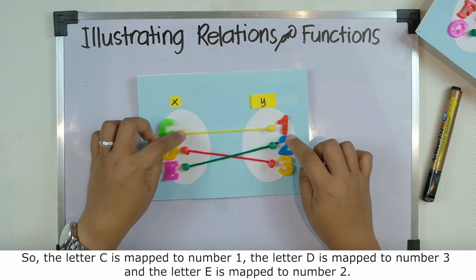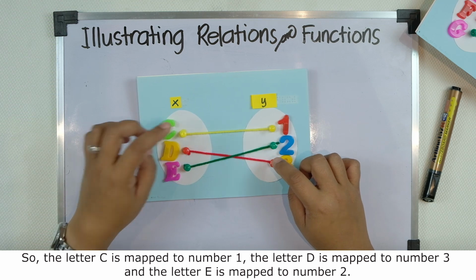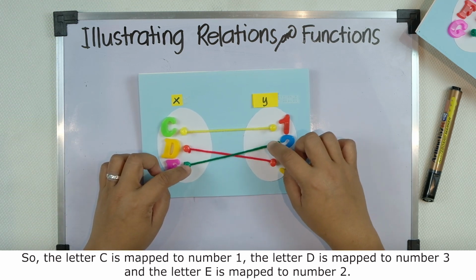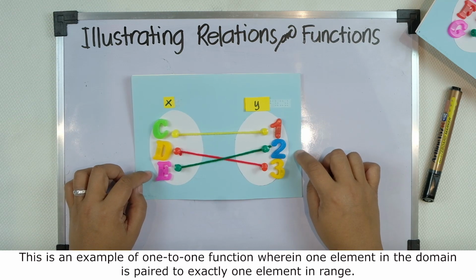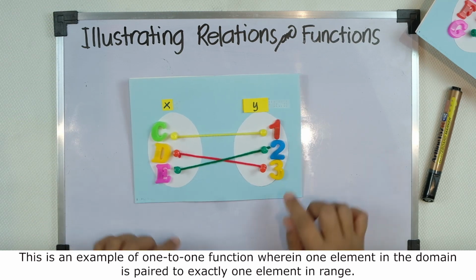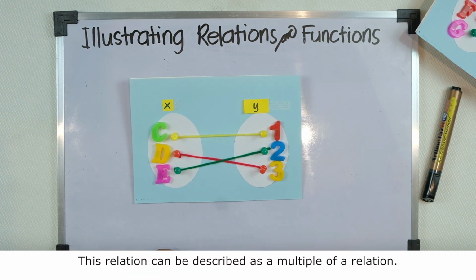Again, the letter C to number 1. The letter D is mapped to number 3. The letter E is mapped to number 2. This is an example of one-to-one function, wherein one element in the domain is paired to exactly one element in the range. This relation can be described as a multiple of the relation.